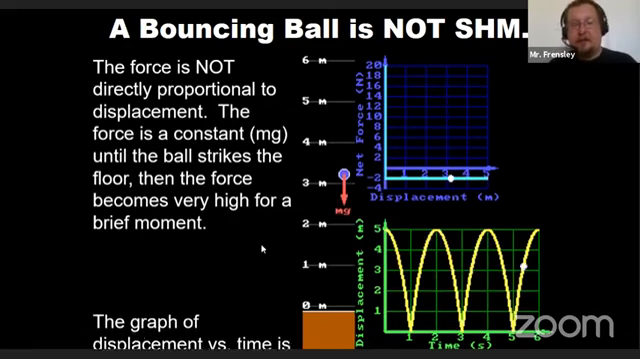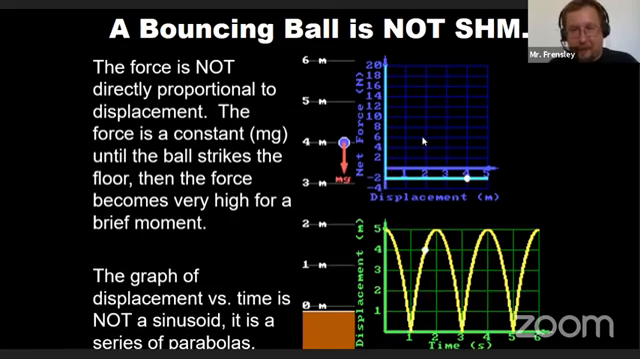Second of all, displacement versus time is not a sine type graph, sine, cosine, you know the type, right? This is a repeating set of parabolas. I know what you're thinking. Parabolas are simpler than sine waves, right? Not when they're repeating over and over again. Would you like to write a piecewise function with an infinite number of parabolas? I didn't think so. So this is a periodic motion. It is not a simple harmonic motion.